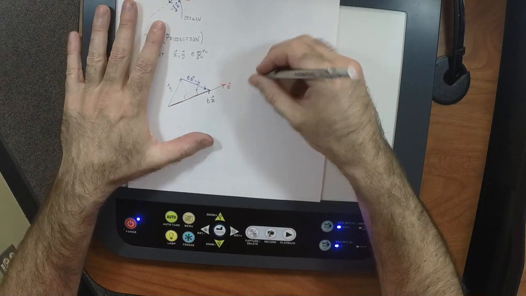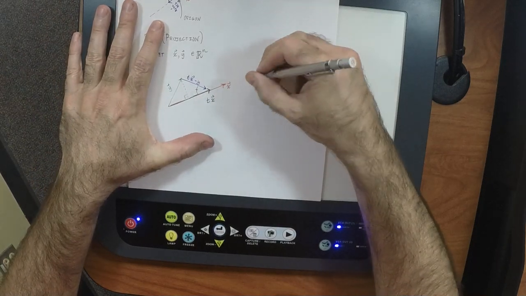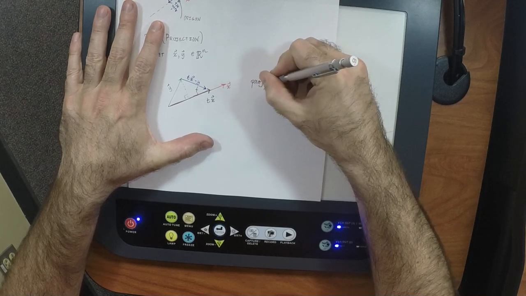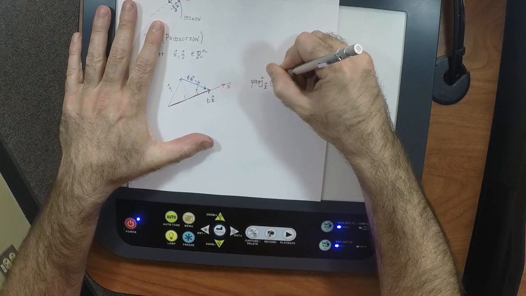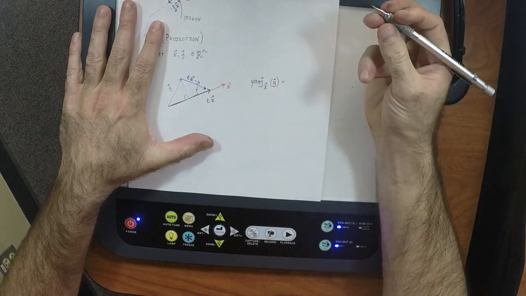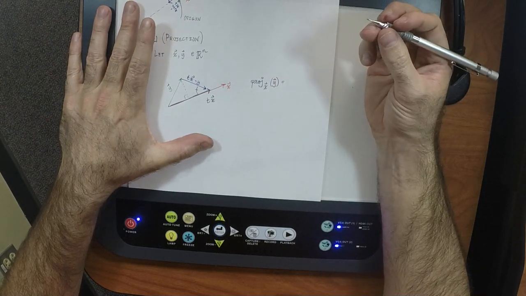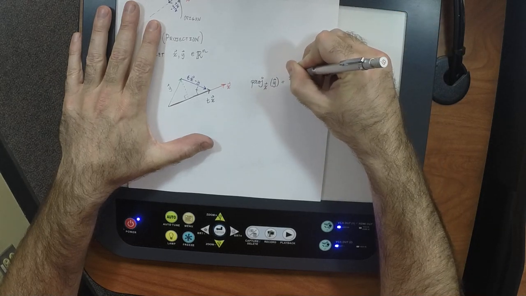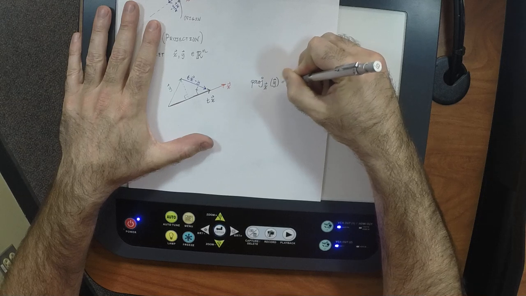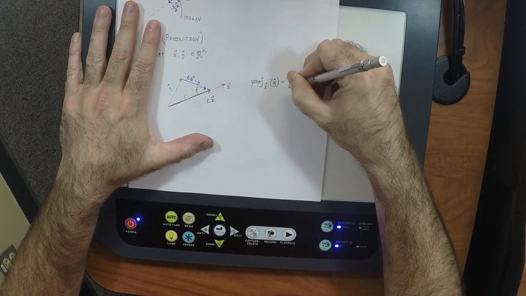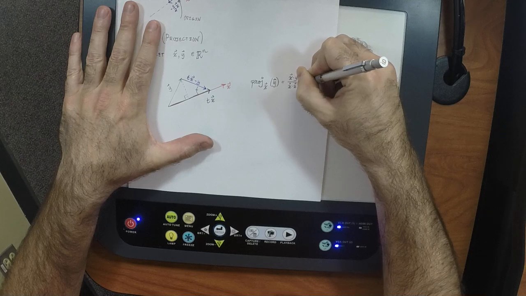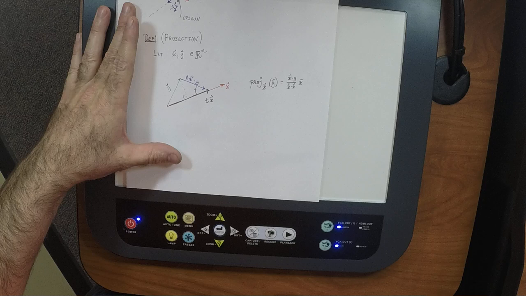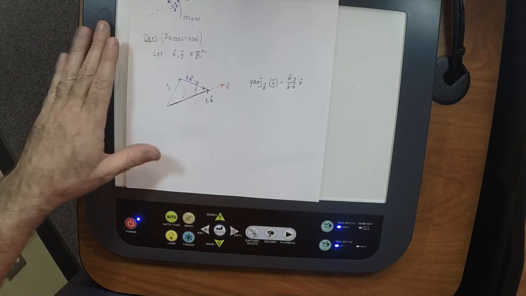Once you figure that out, the projection formula is this. The projection onto x of vector y is, well, let's think about it. It's got to be x dot y over x dot x, times x. Is that right? Yeah, that's it.